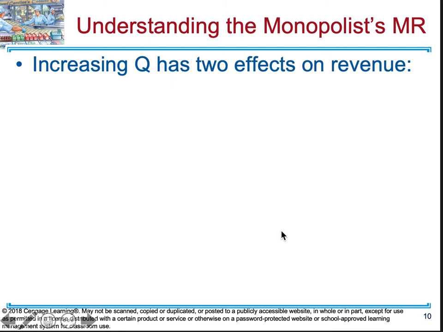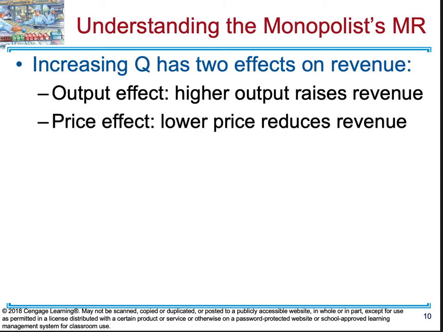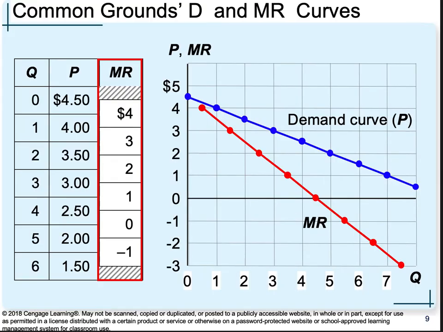Okay, so increasing quantity has two effects on revenue. If we produce more and more, the output effect is that higher output raises revenue. The price effect is that a lower price reduces revenue. So if we go back to our example here, if we want to produce more and more, let's just say 7 units, the price is going to be much lower.